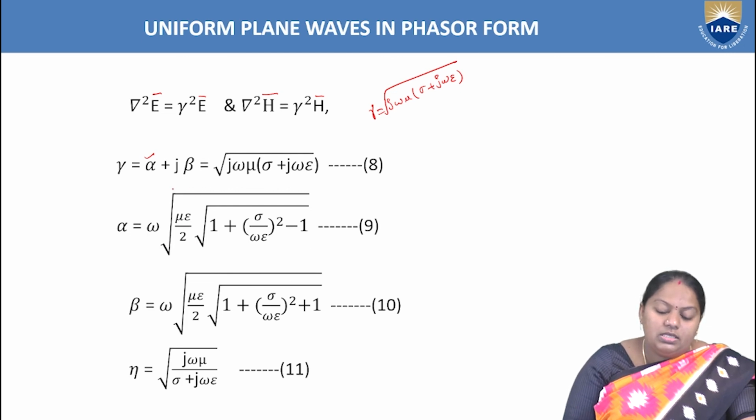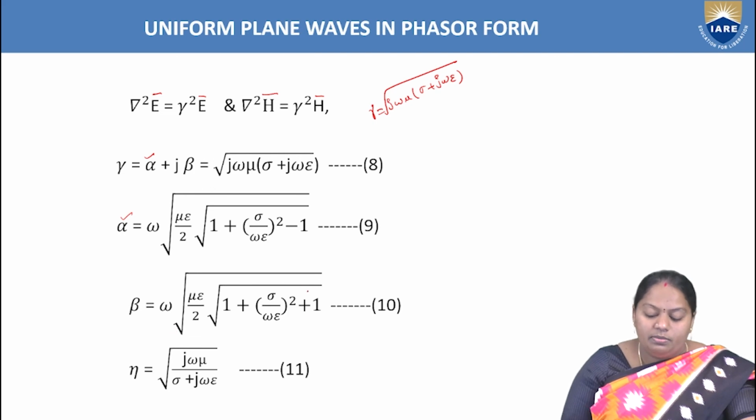From this analysis, if you separate the real term, alpha, which is the attenuation constant, is obtained as omega root over mu epsilon by 2 under root of 1 plus sigma by omega epsilon whole square minus 1. And the phase constant beta is given by beta equal to omega root over mu epsilon by 2 under root of 1 plus sigma by omega epsilon whole square plus 1.